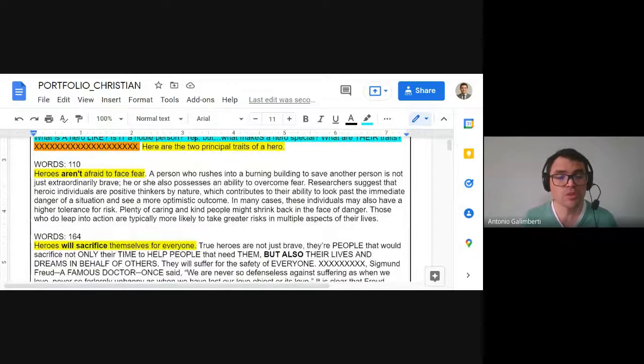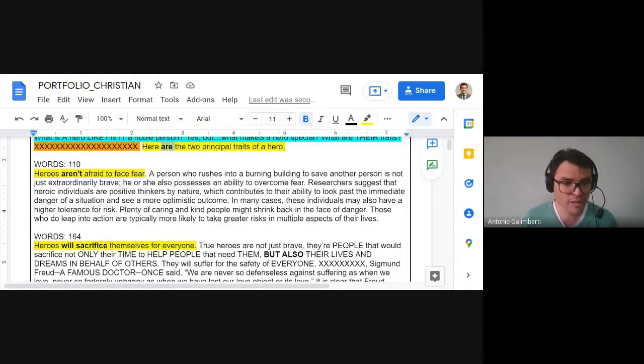Now, let's move on to the first body paragraph. Here, the student has to develop this idea that there are two principal traits of a hero. Heroes aren't afraid to face fear. Okay, that's nice. So, according to the thesis statement, you are going to be talking about facts. You are not talking about the future. You are talking about facts. Okay, not who is going to help you tomorrow.